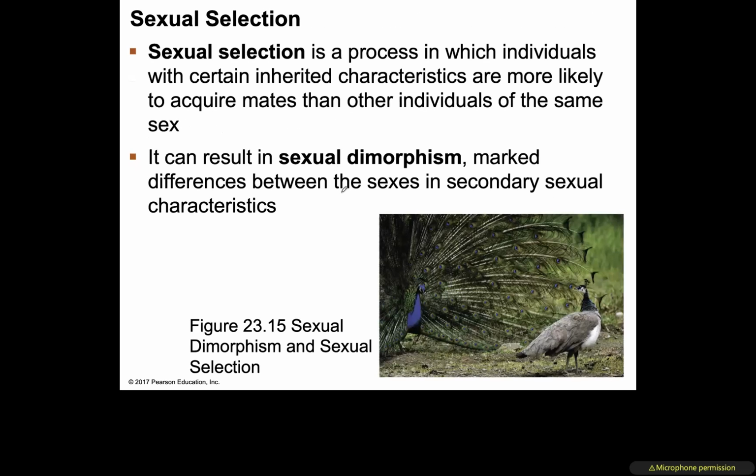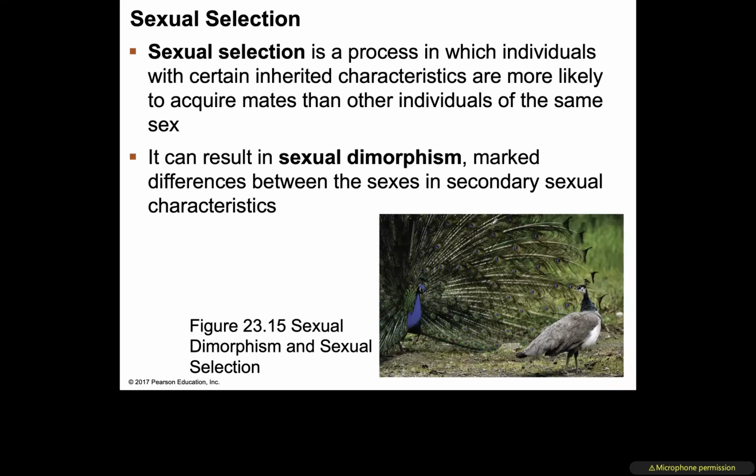All righty, sexual selection. It is the process in which individuals with certain inherited characteristics are more likely to acquire mates than individuals of the same sex. Before we talk about that, let's talk about the term sexual dimorphism. Sexual dimorphism is a very obvious difference between the genders of an organism, between the sexes, between the male and the female. Some organisms aren't just about male and female, but for the most part, that's what we think about.